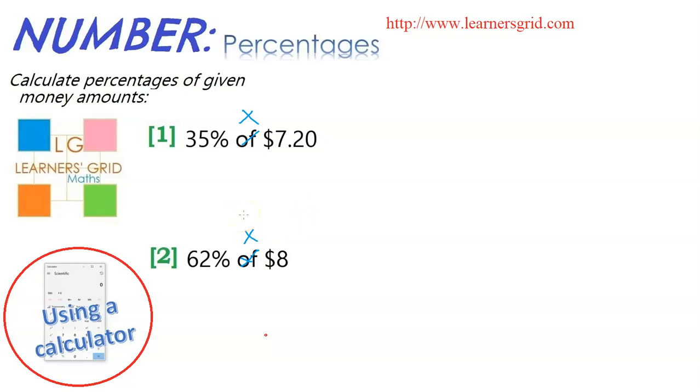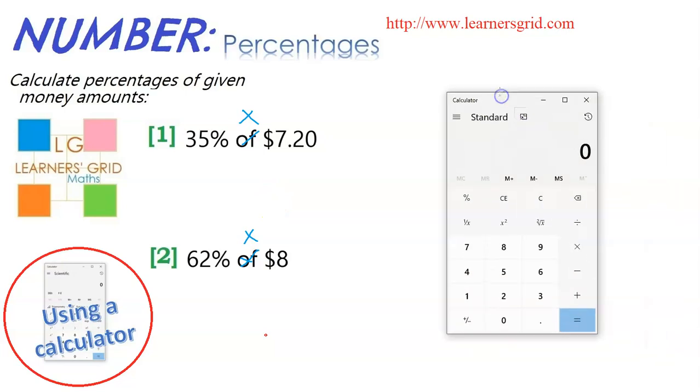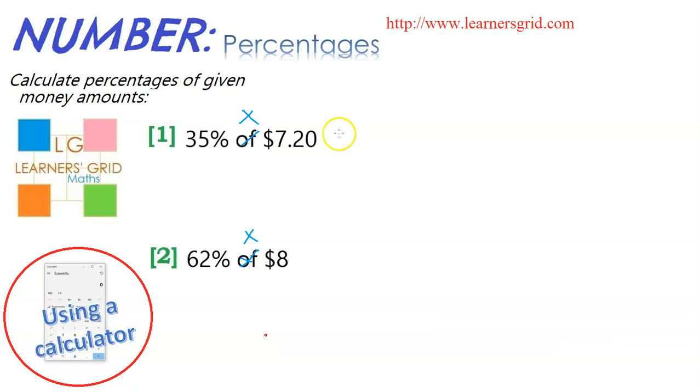Now, if you type this into your calculator, you'll get 35% of 720. So I'll show you how to do that. So 35, don't have to worry about percent yet. So 35 multiplied by 7.20. So push the percent button now, and then you push the equals, and you get this $2.52. Okay. Second one, let's do that one.